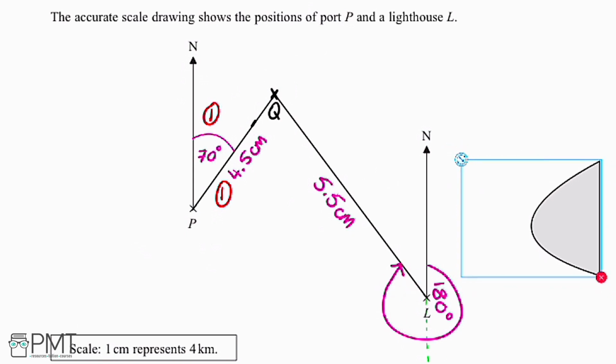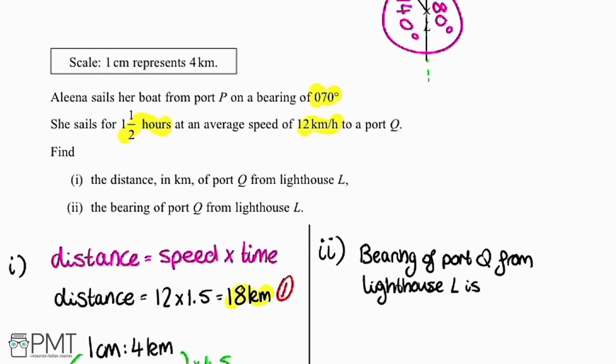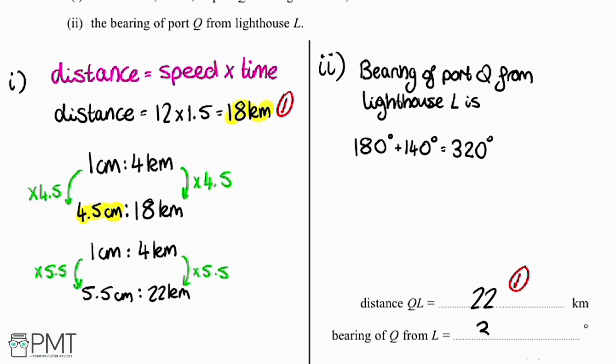I'm going to rotate that round and put that on this line here. Measuring from 0 round, you should get something similar to 140 degrees. So our bearing of port Q from lighthouse L is 180 degrees plus the 140 degrees we measured with our protractor, giving us 320 degrees. And that's our final bearing here.